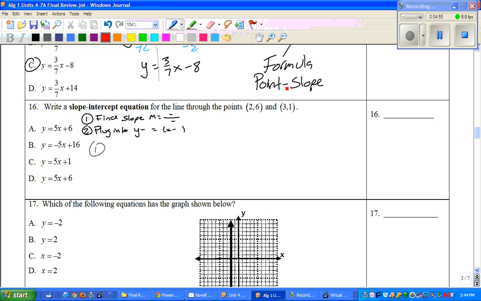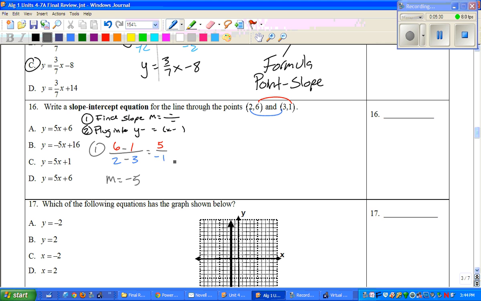Step 1, slope. Y's go on top, x's go in the bottom. So 6 minus 1 over 2 minus 3. 6 minus 1 is 5. 2 minus 3 is negative 1. So the slope, your final answer, is negative 5.